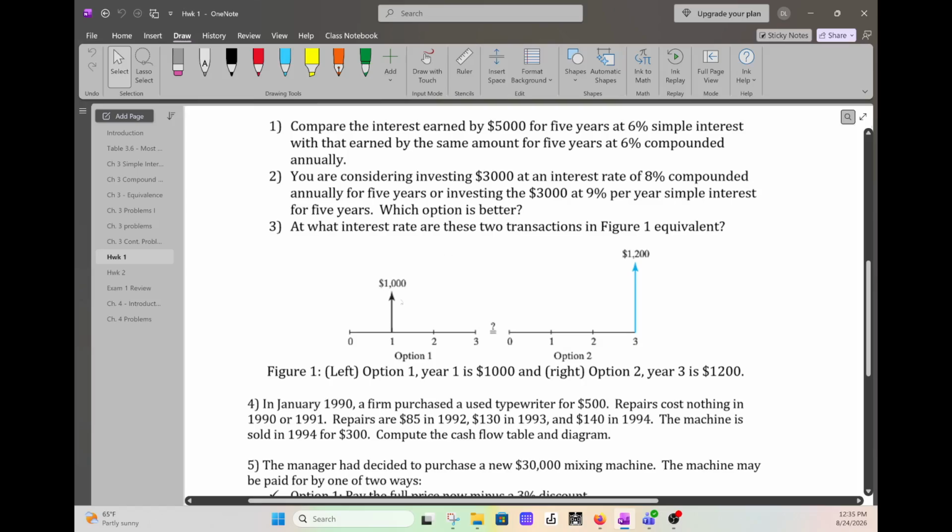Okay. Or you can bring this $1,200 back to year 1 and set that equal to 1,000 and solve for the interest rate. So really what you're doing is you pick one and rearrange those equations for compound interest to solve for I.